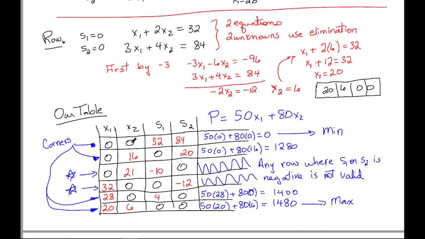0, 0, 0, 0, 16. Not this one, not that one. 28, 0, 20, and 6. I plug them into the thing I want to maximize. And so what we found is that the maximum would be 1480, and it occurs when x1 is 20 and x2 is 6. That's the basic idea.